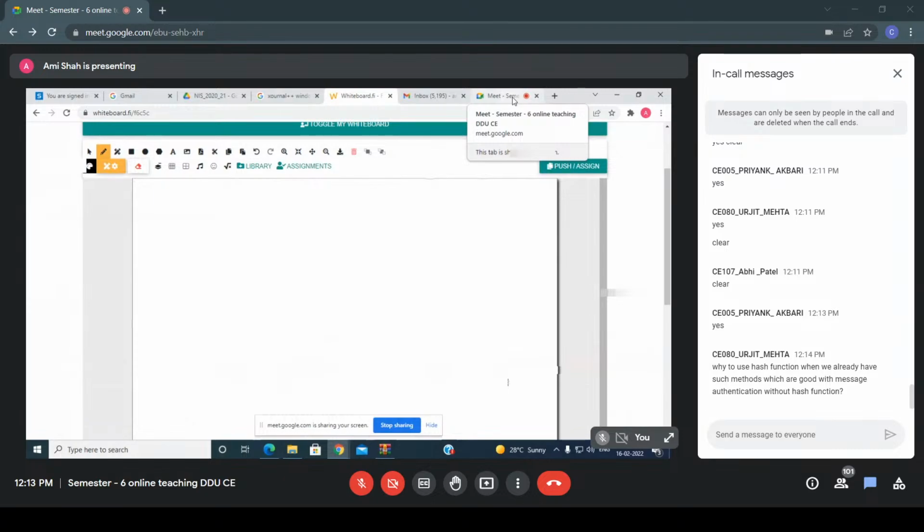Ma'am, message authentication means that we are checking that our message is not modified on both sides. So without a hash function, we are doing that. Yes, without a hash function you are doing that, right? Only see the first figure I explained to you, where I did not use a hash function, right Urjit? Yes, ma'am, it was not used, but when do we use a hash function? When it is useful.